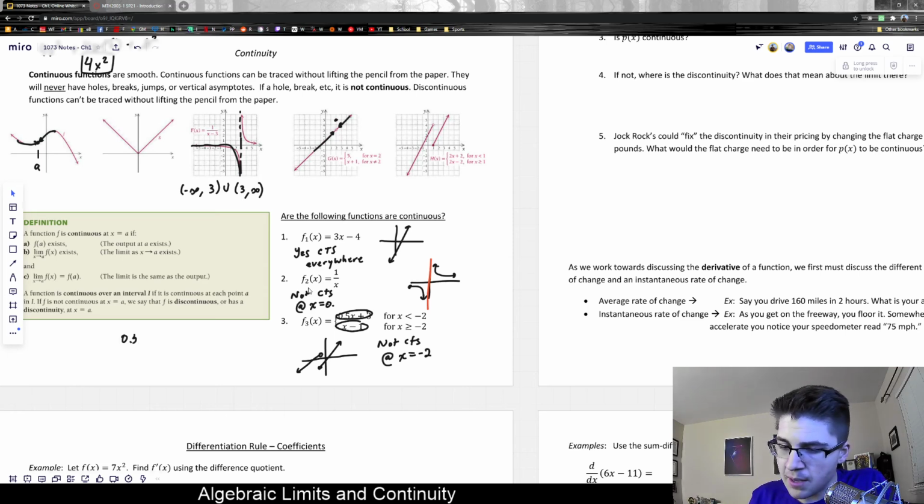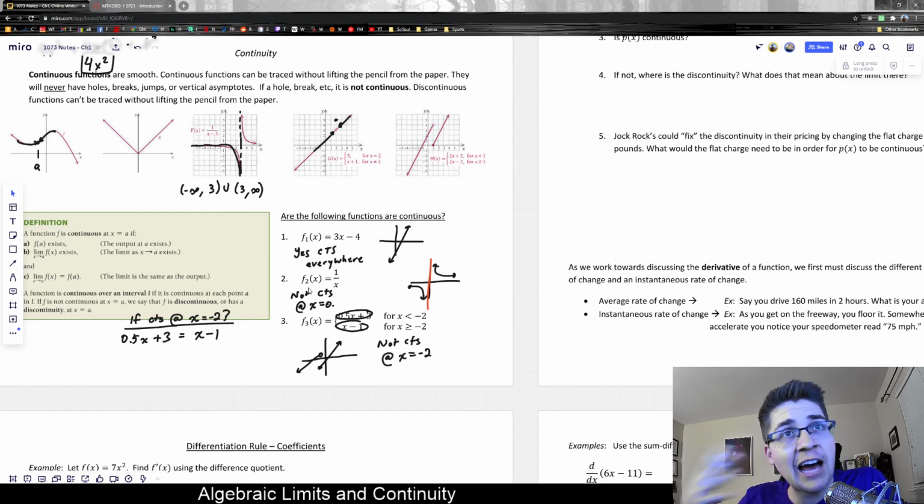So if I just write out 0.5x plus 3, that should be equal to x minus 1. And this is, again, if it's continuous at x equal to -2. So I can equate them. And I'm assuming I don't know if it's continuous, even though I already do know because I looked at the graph. But again, the point of this is, how do we figure out without a graph? And then I could just plug in -2 into both formulas to see what happens.